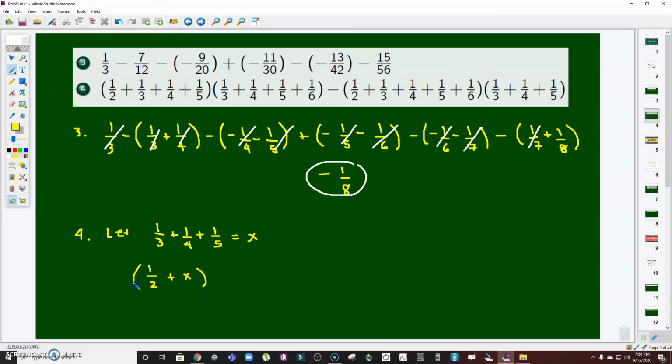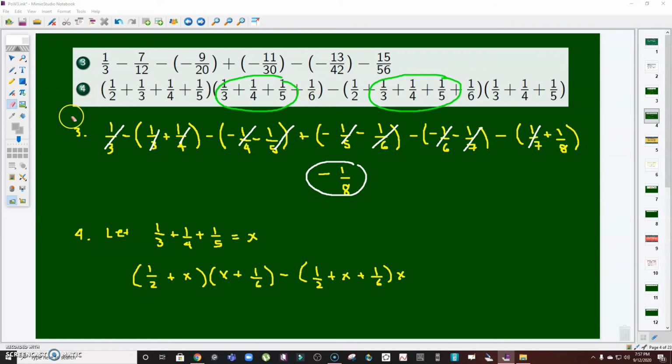Times, again, this one, 1/3 plus 1/4 plus 1/5, it's just x plus 1 over 6. Minus, same procedure, this is x, so that is 1/2 plus x plus 1 over 6 times, of course, that's x. There you go.